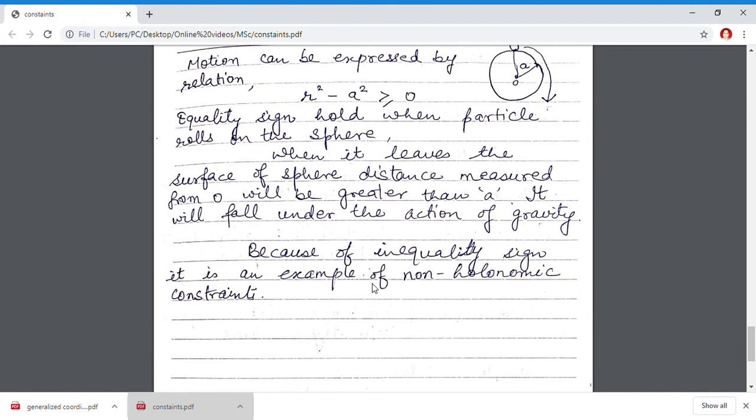I am summarizing what I taught you today. Constraint means there was a particle which was initially free. I have imposed some restriction on it. That means its motion has been restricted now. This is a constraint. And there are two types of constraints on the basis of equation. First is holonomic. Holonomic constraints are expressed by the equation function of coordinates equal to 0. And non-holonomic constraints are those constraints which cannot be expressed in this fashion.